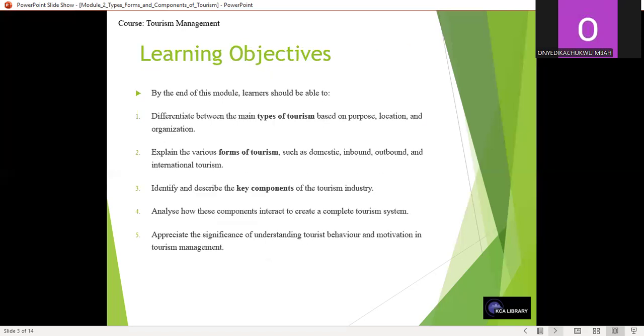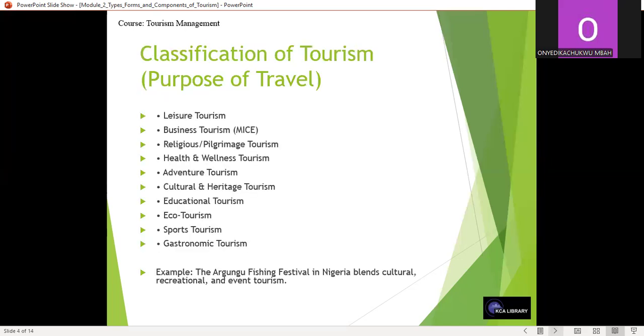Now, what are the learning objectives? By the end of this module, learners should be able to differentiate between types of tourism, explain forms of tourism, identify and describe key components of the tourism industry, analyze how these components interact to create a complete tourism system, and appreciate the significance of understanding tourist behavior and motivation in tourism management.